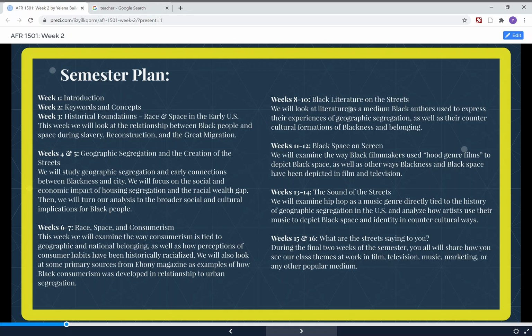And then weeks 11 through 12, we're going to turn to film and television. If you're familiar at all with the hood genre films of the 90s, we'll talk a little bit about those and how that emerged as a way to give a different picture, from the perspective of Black filmmakers, of what it meant to be Black and to live in the hood, right? So we'll talk a little bit about that. And then we'll talk about how that's grown into shows like The Wire. I don't know if you've seen The Chi, but all these different ways that we depict Black space and particularly Black urban space on screen.